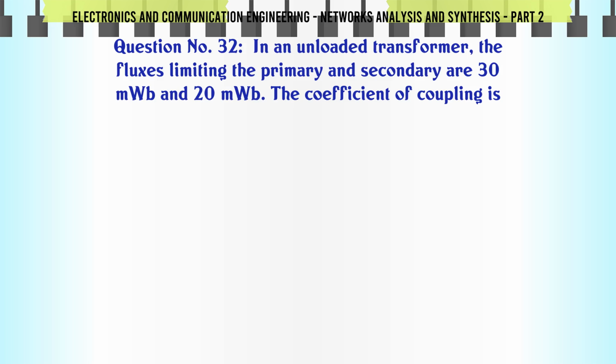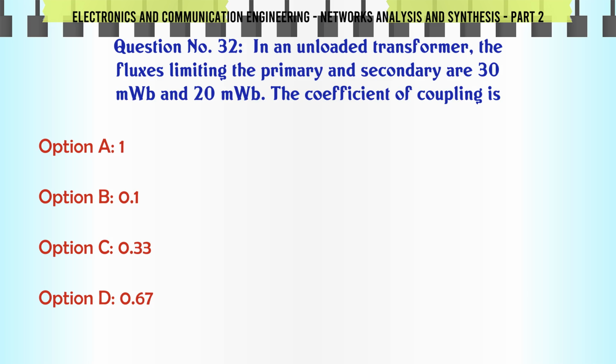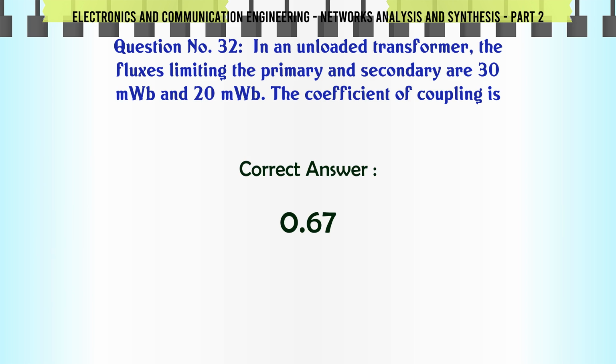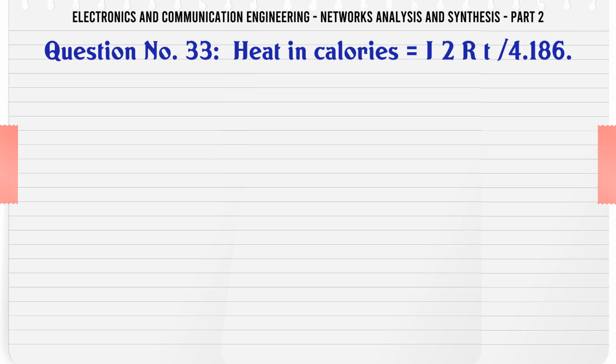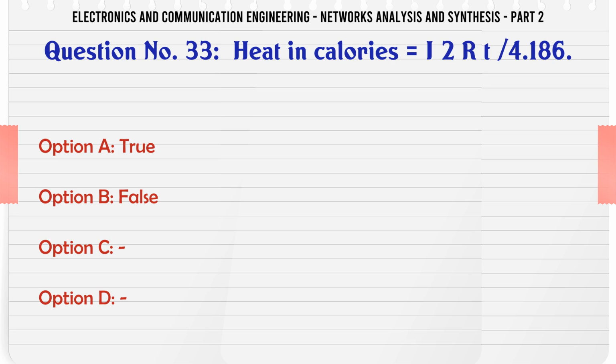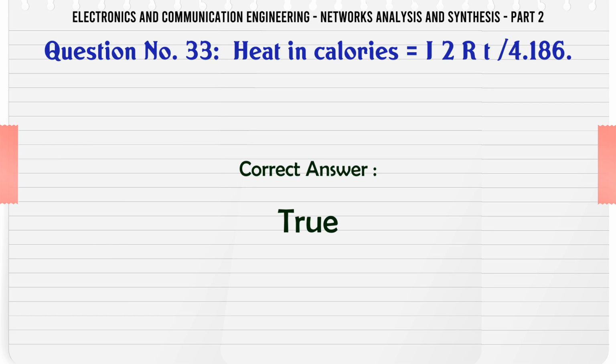In an unloaded transformer, the fluxes linking the primary and secondary are 30 mWb and 20 mWb. The coefficient of coupling is A 1, B 0.1, C 0.33, D 0.67. The correct answer is 0.67. Heat in calories equals I squared R t divided by 4.186. A true, B false. The correct answer is true.